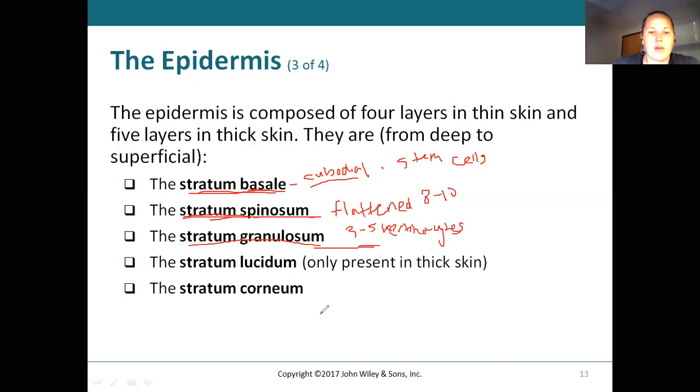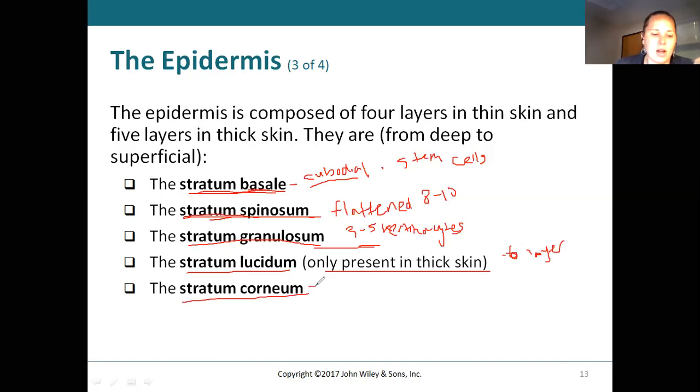Okay, so the stratum lucidum is only present in thick skin. This is the translucent layer of skin that we see on the soles of our feet and the palms of our hands. There are 6 layers of keratinocytes here that are producing this thicker layer of skin in these regions that we see in thick skin.